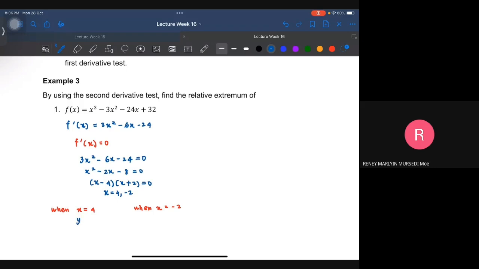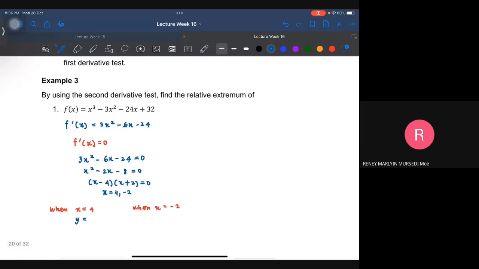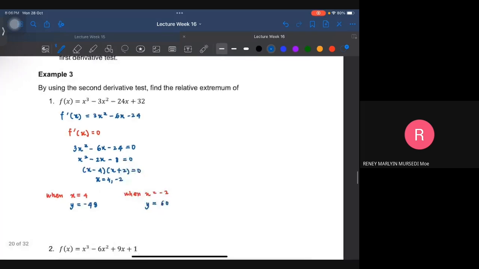So nanti kalau awak nak try, boleh try lepas dah habis lecture. So the value of y that we have for the first one is negative 48. Okay, and then the second one kita akan dapat y equal to 60. Okay, settle. So apa yang kita akan buat next adalah, so nama pun second derivative test, kita perlu cari dia punya second derivative lah. Right, so let's differentiate for one more time. So kita dapat f double prime is equal to 6x minus 6.